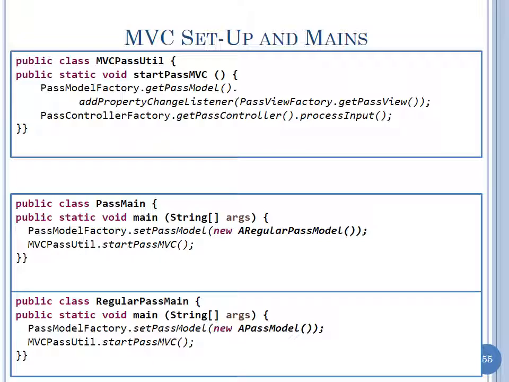One main tells the factory that the singleton to be used is a regular pass model, and the other one sets the singleton to be a flexible pass model. So we see all of this come together. Where we had one method do everything, we now have many classes working together, and hopefully that will improve reusability. So model view controller is clear, and the concepts: interfaces, dynamic dispatch.